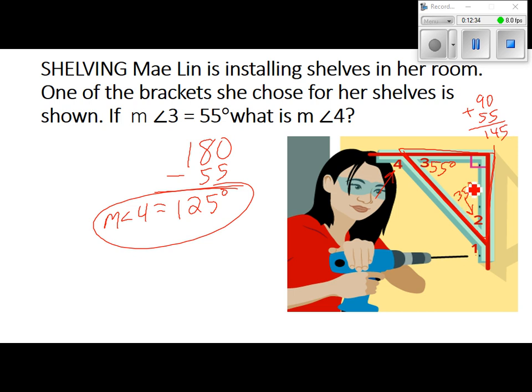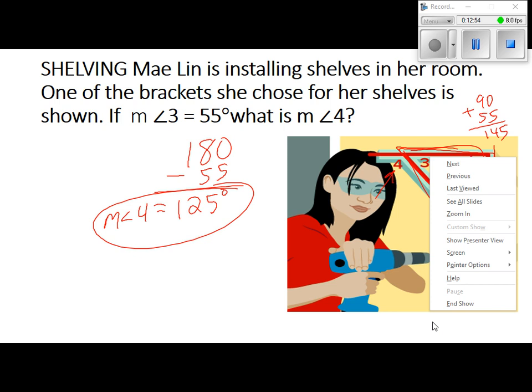How could we find angle 1 then? 180 minus 145. 180 minus 35, what's that give you? 145. So we could actually go a little farther because you have a little more knowledge about the triangle being 180 there.